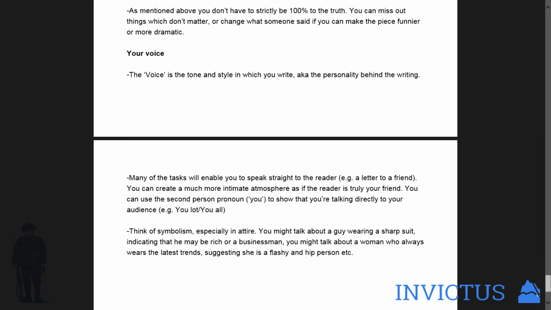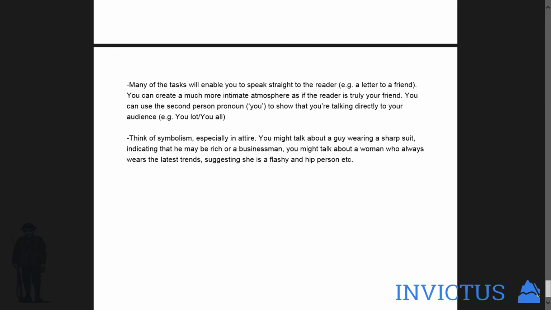And again, lastly, symbolism, especially in attire. You might talk about a guy wearing a sharp suit, indicating that he may be rich. You might talk about a woman who always wears the latest trend, suggesting she's a flashy and hip person. This is very useful in, for example, creating story settings. For example, a news report contrasting how a murderer has done something, an event or something. It's very useful for descriptions, very useful for settings and stuff.